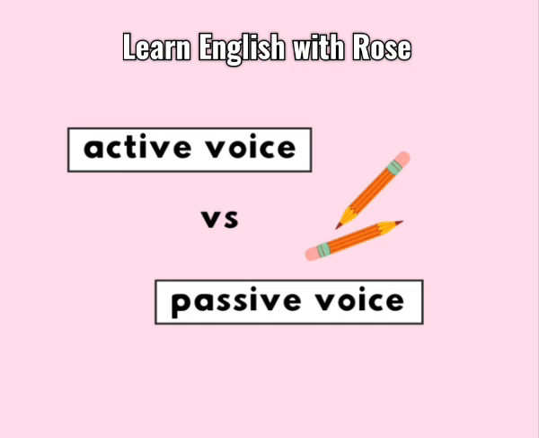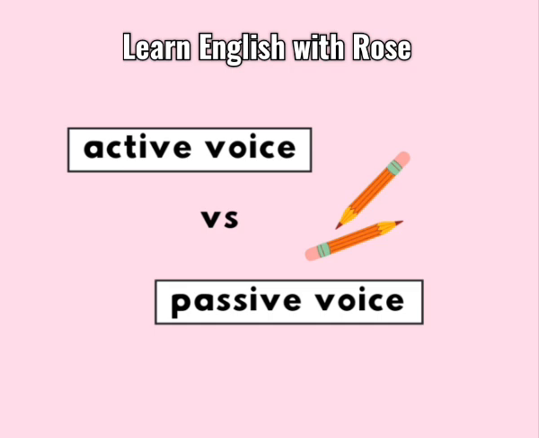Indo-European languages. First of all, for learning voice, it's very important for us to understand how to write a sentence and also to learn about tenses. A sentence is written in active voice when the subject of the sentence performs the action in the sentence. Example: the girl was washing the dog.